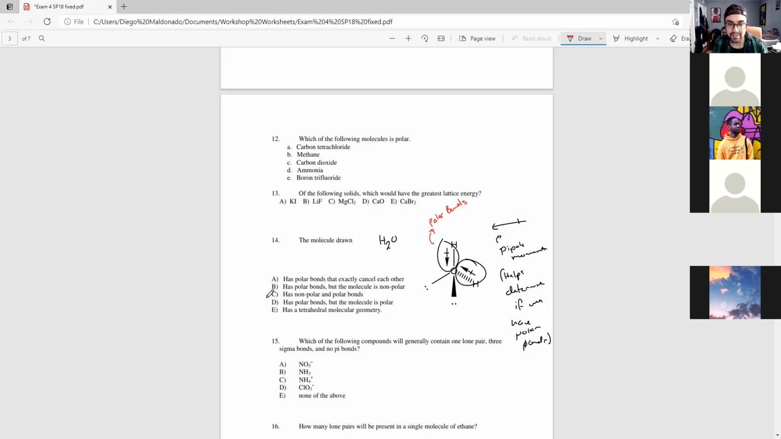So here we have polar bonds. Do we have nonpolar and polar bonds? No, just polar bonds, right? So we can eliminate C already. Do the polar bonds cancel each other? No. How do we know that?